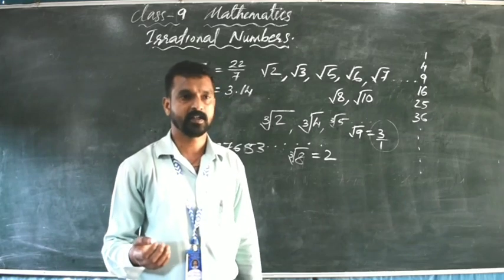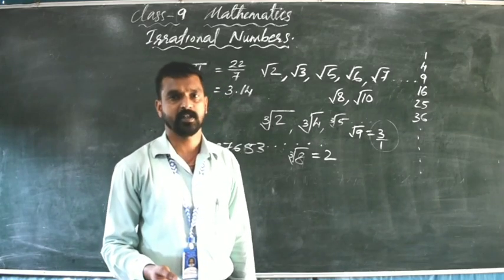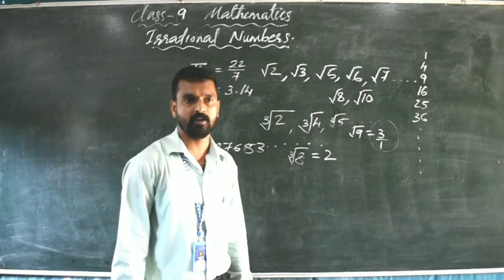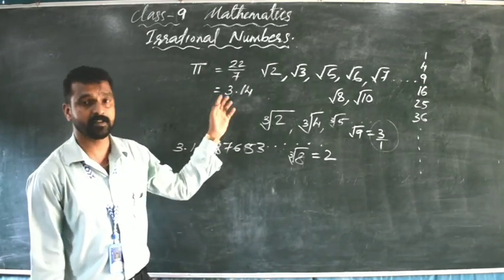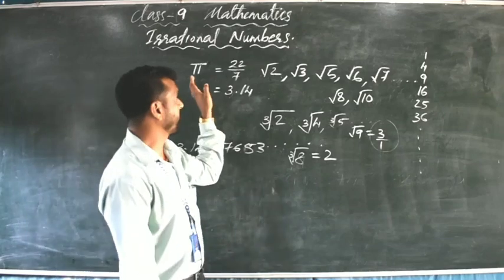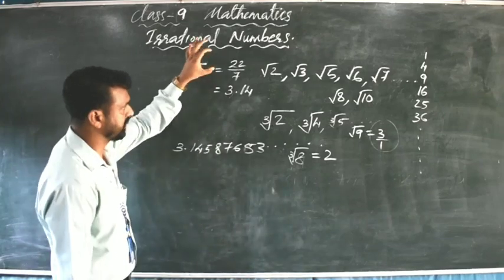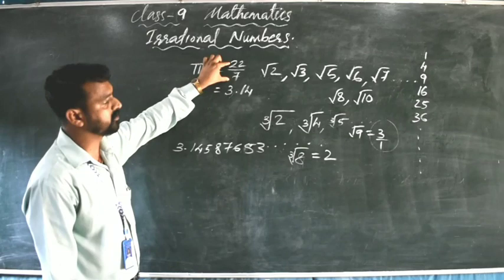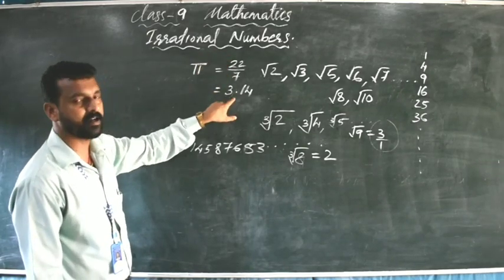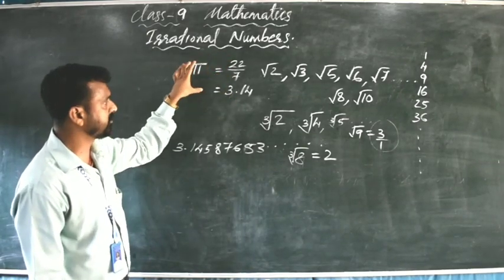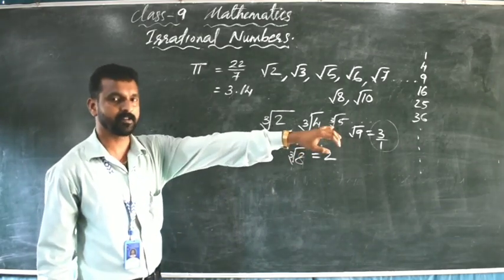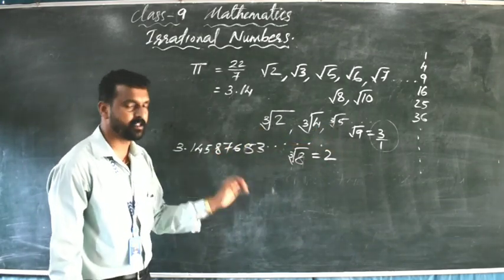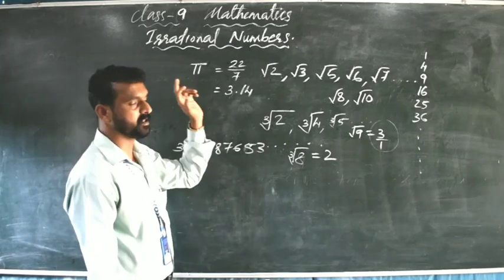In the next exercise, there is a multiple choice question: pi is a or an irrational number, a rational number, integer, etc. Remember, pi is an irrational number. Don't get confused there. For calculation only we use 22 divided by 7 or 3.14, but its actual value is 3.14587653, etc. It will go on. So we cannot write it in the form p divided by q. So pi is an irrational number.